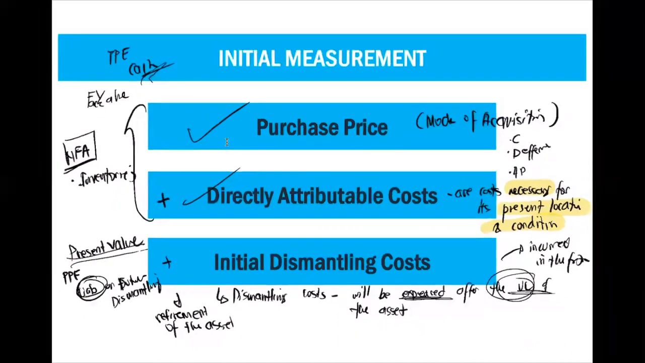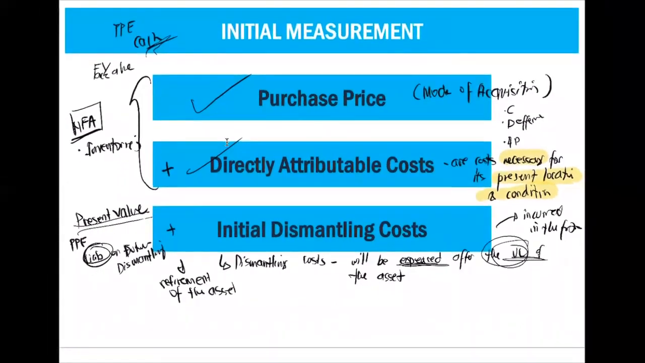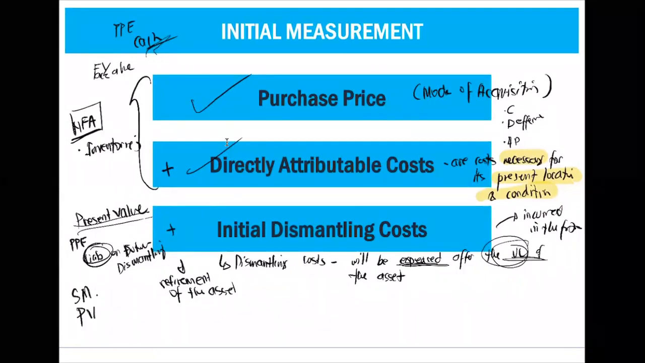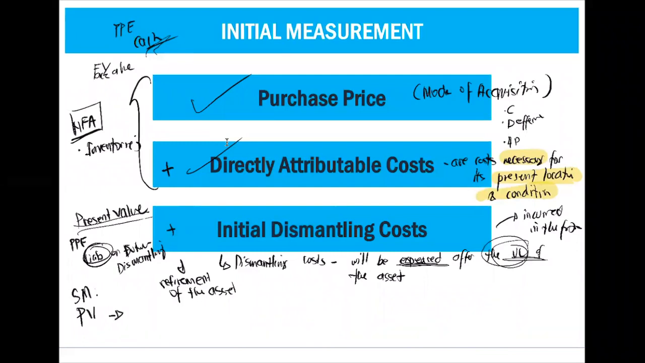Present value. Another problem most students encounter with this initial dismantling cost is the subsequent measurement of your dismantling cost. Since you have measured it at present value, how should you subsequently measure it? Through amortized cost, right? Lahat naman ng tinuturo natin sa inyo na measured at present value should be amortized. So how do you treat the amortized cost? So the amortized cost is an addition to the liability, but not to the property.